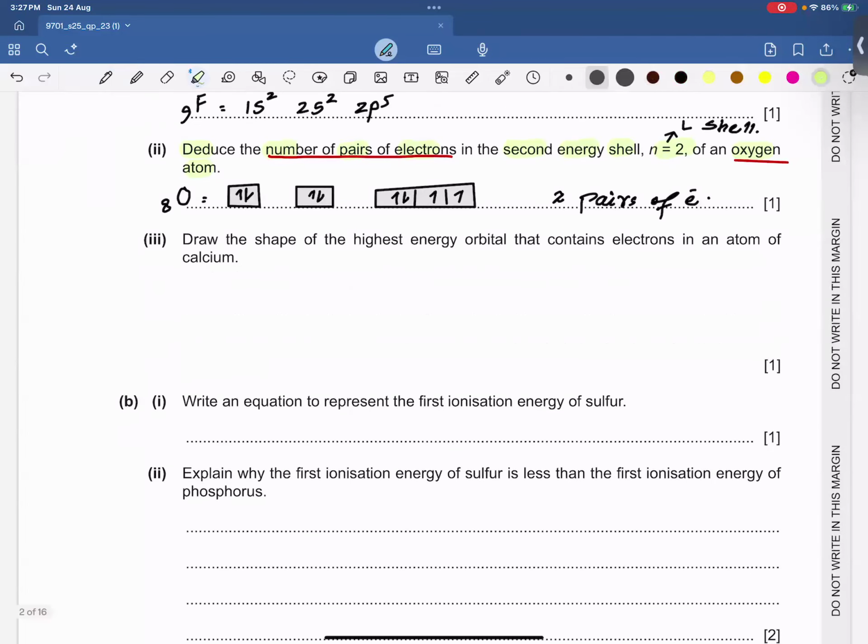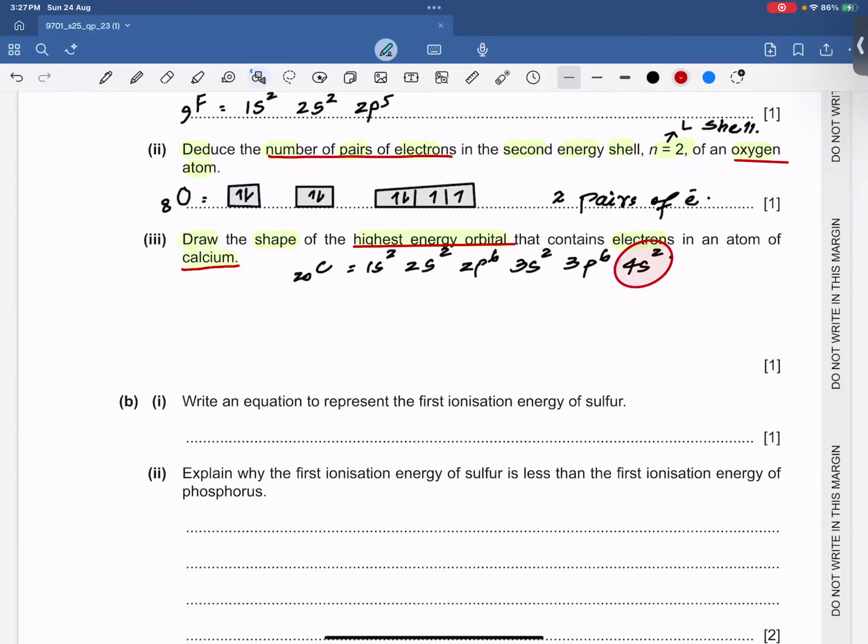Draw the shape of the highest energy orbital that contains electrons in an atom of calcium. Calcium has an atomic number of 20. Let me configure it. 1s2, 2s2, 2p6, 3s2, 3p6, and 4s2. That's what we have done in the class, right? And the examiner is looking for the highest energy orbital. So the highest energy orbital is basically 4s, because the energy of 4s is greater than 3p. All right.